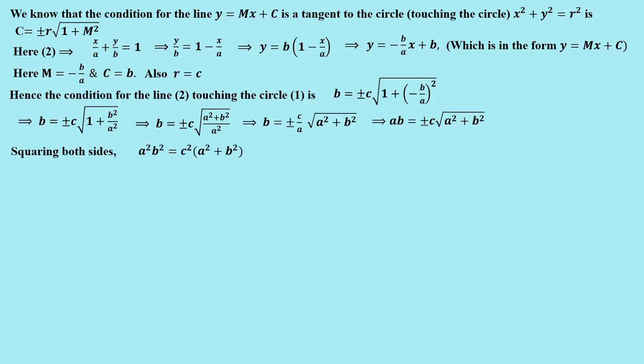Squaring both sides, the square root will go, and you will get a square b square is equal to c square into a square plus b square. So 1 is equal to c square into a square plus b square by a square b square. Therefore 1 by c square is equal to a square by a square b square plus b square by a square b square. So 1 by c square is equal to 1 by b square plus 1 by a square. We are deriving it in the standard form, that is why we are simplifying; otherwise the result is there itself. The condition is b is equal to plus or minus c root of 1 plus b square by a square.